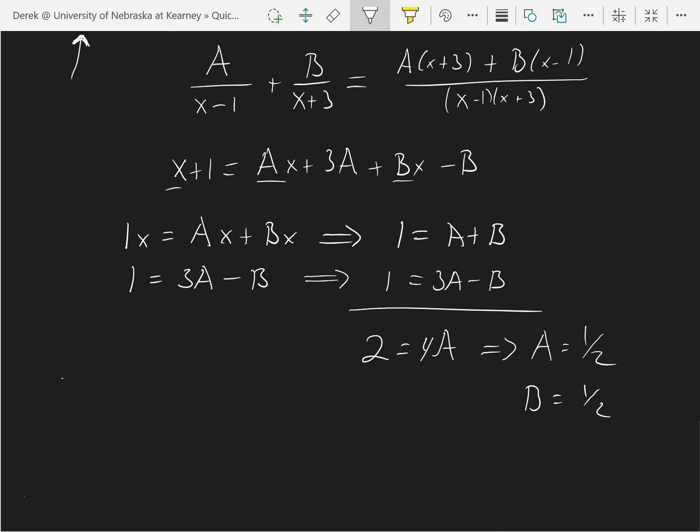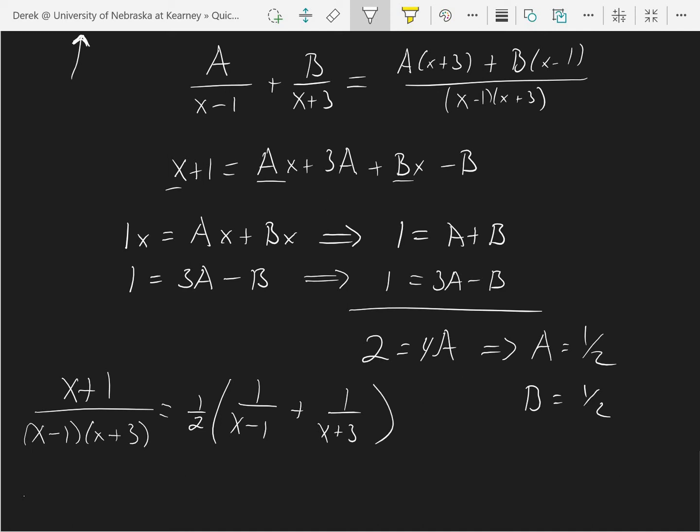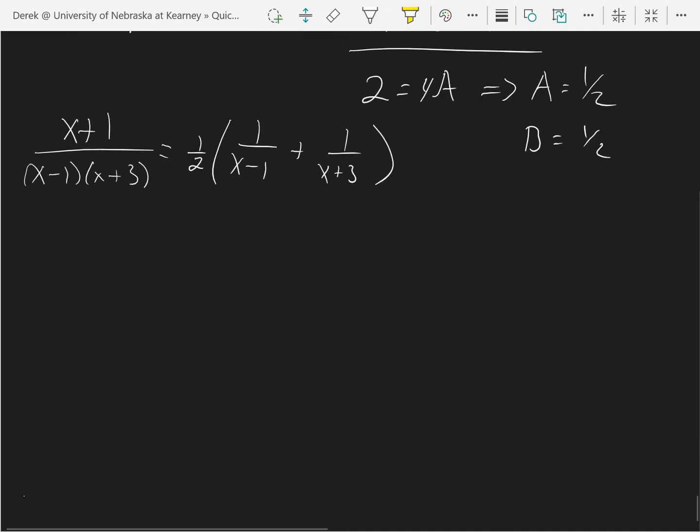It was (x plus 1) over (x minus 1)(x plus 3) is equal to half of 1 over (x minus 1) plus 1 over (x plus 3). Okay, so let's use this for our Taylor series expansion.